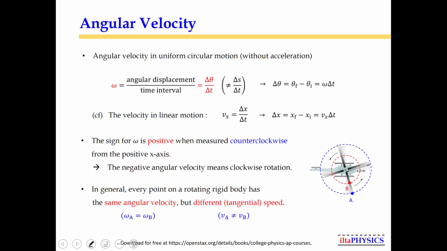Just like angular position, we define the counterclockwise direction from the positive x-axis as the positive direction for angular velocity. Therefore, a negative angular velocity means the object is rotating clockwise.